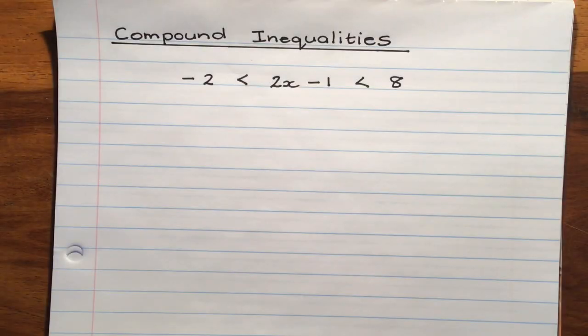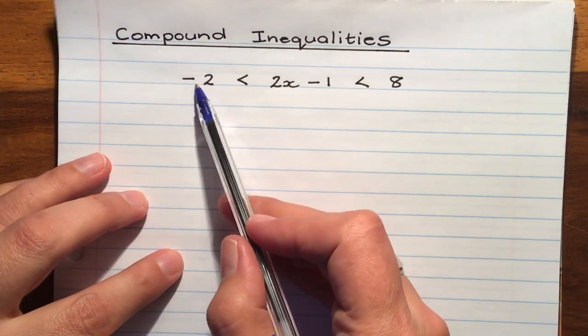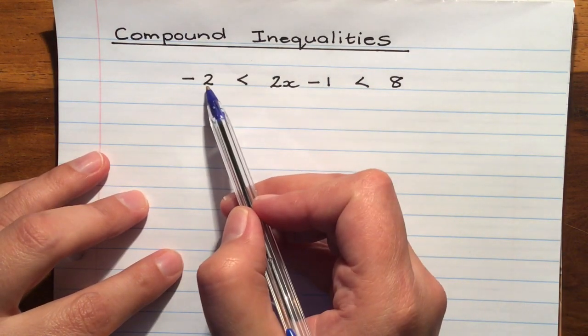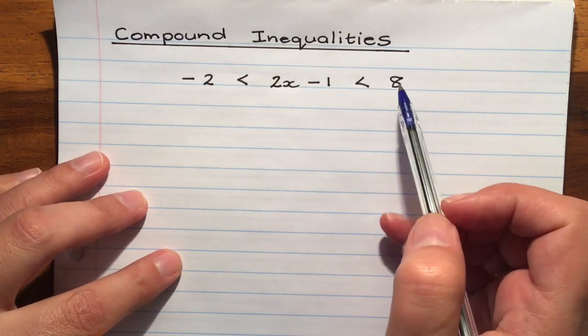Hello grade 10s, now we're going to be looking at compound inequalities. Compound inequalities are when there are two inequality signs, so we have three parts to it. It's not really true to call them sides, but we often do: 1, 2, 3 sides.